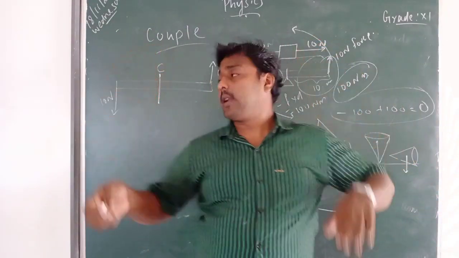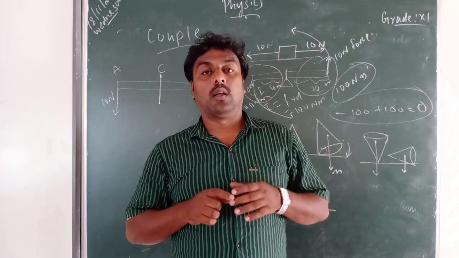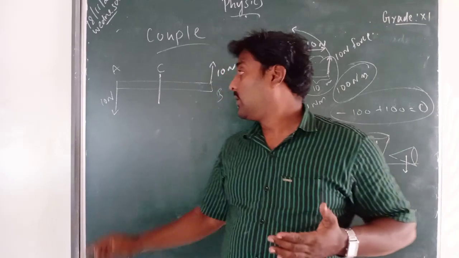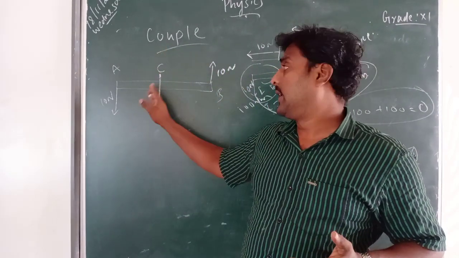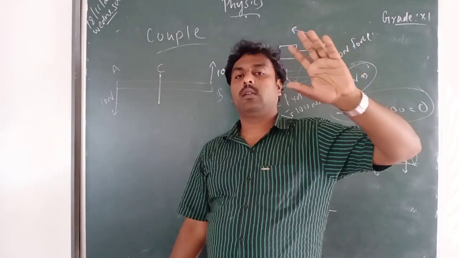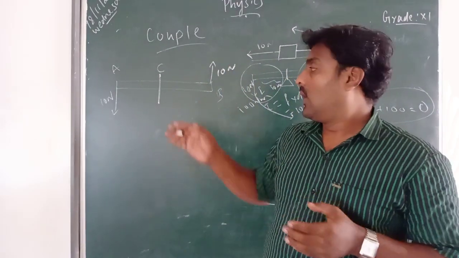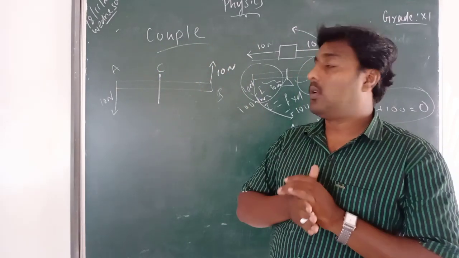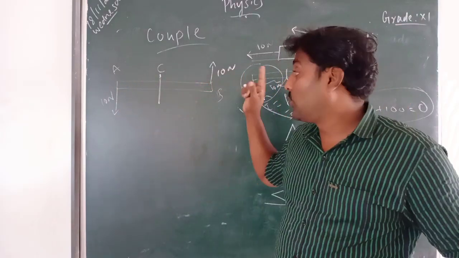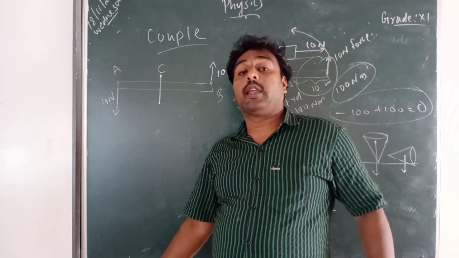Consider a uniform rod AB. AB is a uniform thin rod, pivoted at its midpoint C, and the center of mass is at the same point C. Now, forces act on both ends, equal in magnitude and opposite in direction. Assume a 10 Newton force acts on both ends of this uniform rod, in opposite directions.